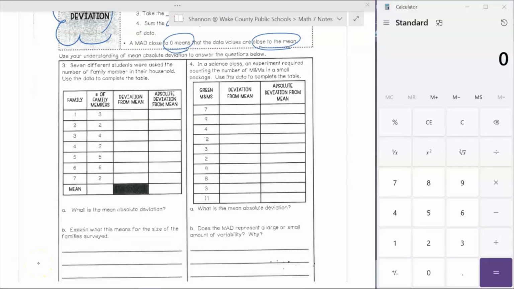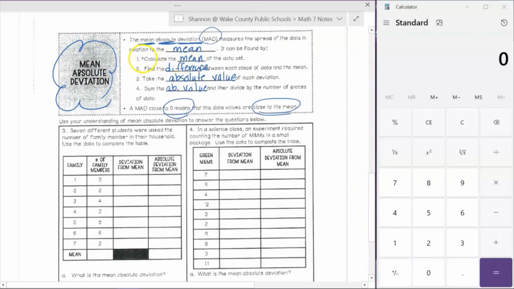All right, let's calculate the mean absolute deviation for number 3. Seven different students were asked the number of family members in their household. Use the data to complete the table. So our first step is to calculate the mean. That's when we add them all up and divide by how many there are. So we've got 3, 2, 4, 2, 5, 6, and 2.